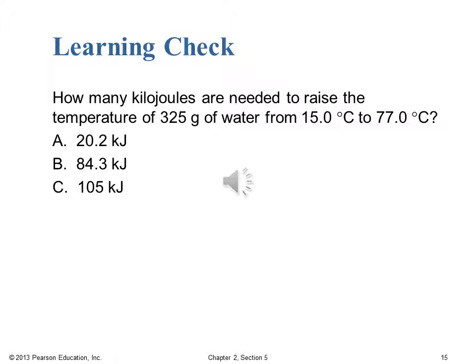Okay, so now that we had a little practice together, let's follow up with a learning check. In this case, we need you to determine how many kilojoules are needed to raise the temperature of 325 grams of water from 15.0 degrees Celsius to 77.0 degrees Celsius. Is it A, 20.2 kilojoules, B, 84.3 kilojoules, or C, 105 kilojoules? So go ahead and pause the video here, take some time to work the problem, and then start back up and we'll see how you did.